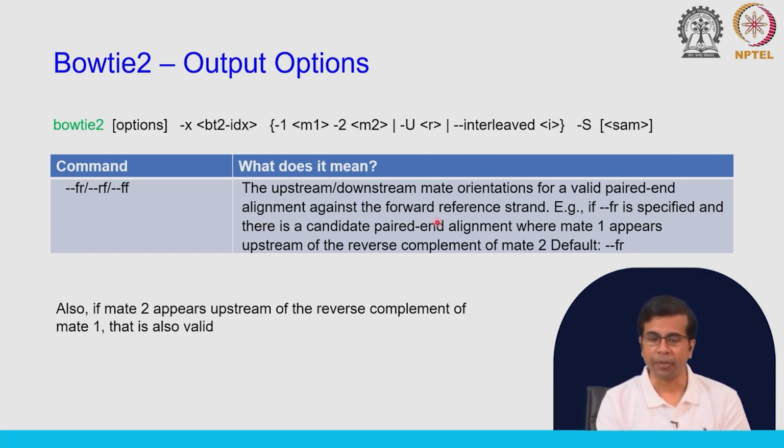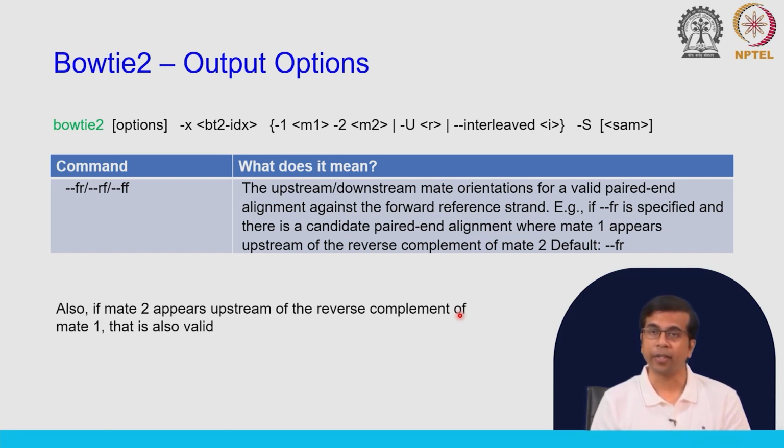Okay. So, for example, if you specify --fr, and you see a paired-end alignment where mate 1 appears upstream of the reverse complement of mate 2, right, so you have mate 1 in the upstream region, and the alignment of mate 2 is in the reverse complement. So, this will be a valid alignment. The default is --fr. We expect mate 1 to align in the forward direction, and you see the reverse complement of mate 2. The other can happen as well: mate 2 can appear upstream in the forward direction, and we see the reverse complement of mate 1 downstream. That is also a valid paired-end alignment when you have the --fr option specified.